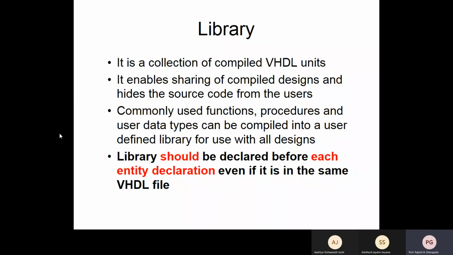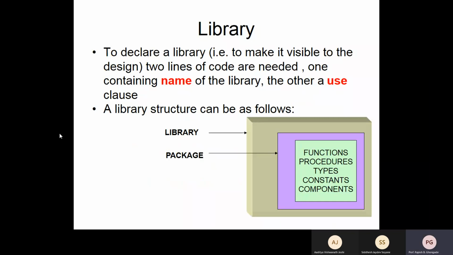Now, this is very much similar to the conventional programming languages. For example, in C or Turbo C kind of environment, you declare the libraries as stdio.h and so on and so forth, right? So in a similar way, these libraries have to be declared right in the beginning. To declare a library, that is, you have to make it visible to the design. Only two lines of code are needed, one containing the name of the library and the other the use clause. Okay, we'll see the use clause in more details.